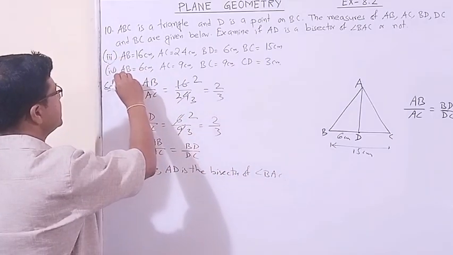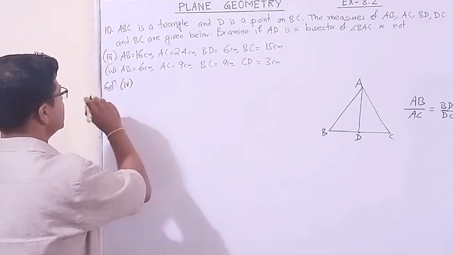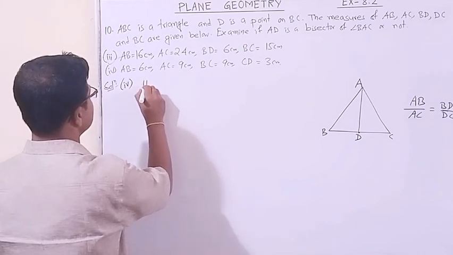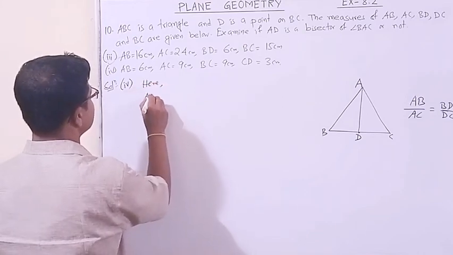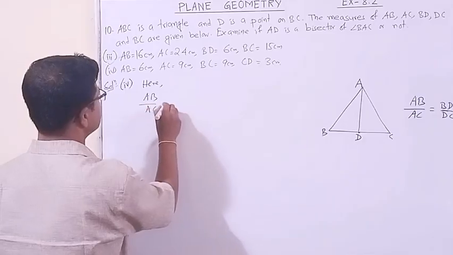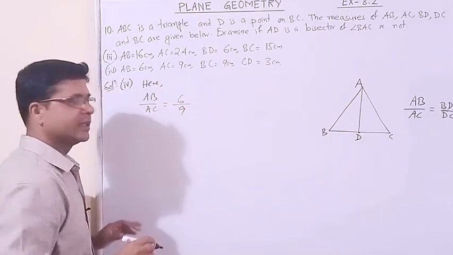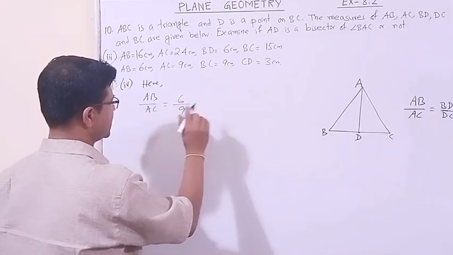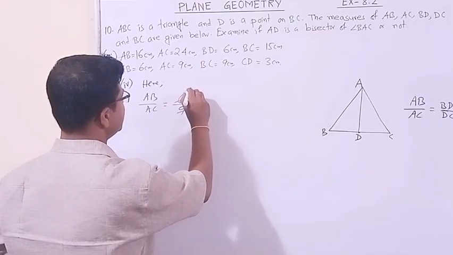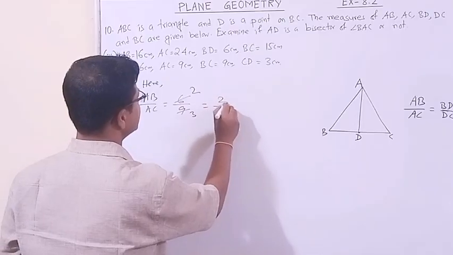Now only this is left. Now let us complete the last one, number 4. So here AB by AC, let us write down. AB is how much? 6 and AC is 9 centimeter. Centimeter will get cancelled. Let us cancel with 3. 3 2s are 6, 3 3s are 9. So this is 2 by 3.